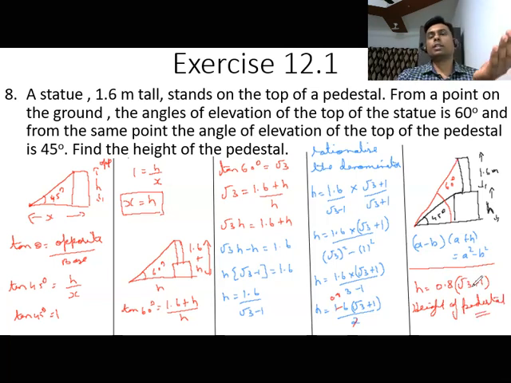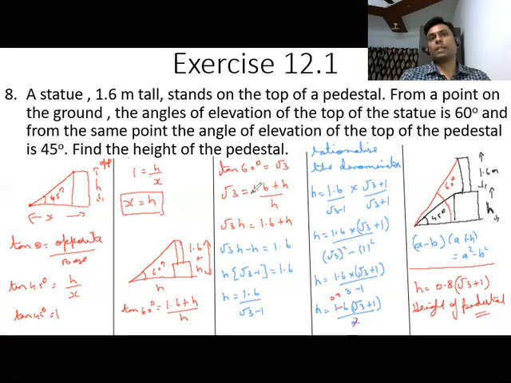Similar to the previous problem, but here height of pedestal is asked. There, height of tower was asked. So statue is 1.6 meter. Height of pedestal is h. The first angle, formed with the top of the pedestal, is 45 degrees. So we use that. Tan 45 is 1. So we get x and h as the same value. So height of pedestal and distance from the pedestal is the same. So x is equal to h. Now use that in the second case. Second case, the total height will be 1.6 plus h. Statue is 1.6 plus pedestal, divided by the distance, that is the base, which is h.